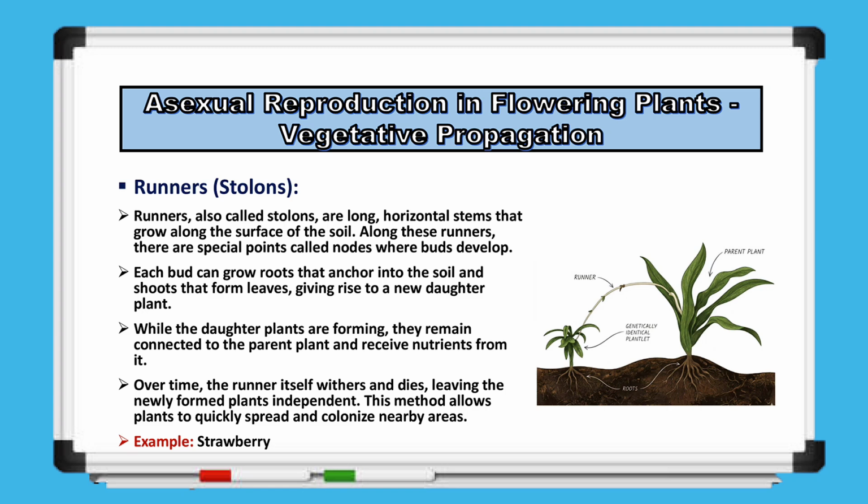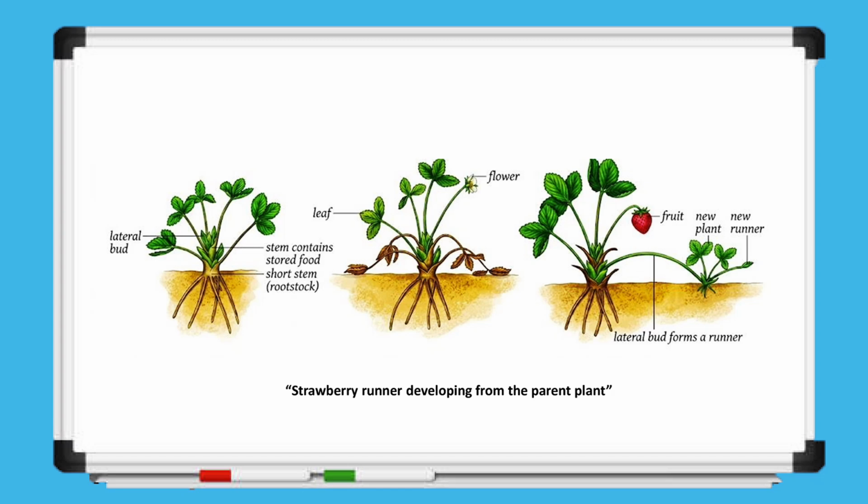An example of this is the strawberry plant. As you can see here, the diagram shows the process of asexual reproduction through horizontal stems called runners or stolons. The parent plant produces a long horizontal stem that grows along the surface of the soil. At different points along this stem, small plantlets begin to develop. These plantlets are genetically identical to the parent plant because they are produced from a single parent without the fusion of gametes. When the plantlets grow their own roots and establish contact with the soil, they can develop into independent plants.